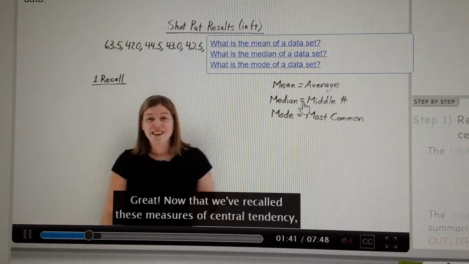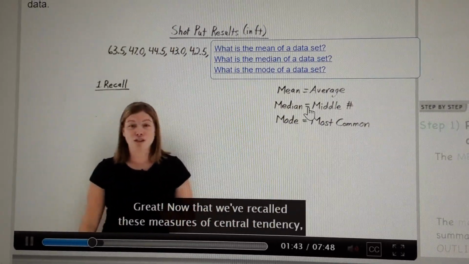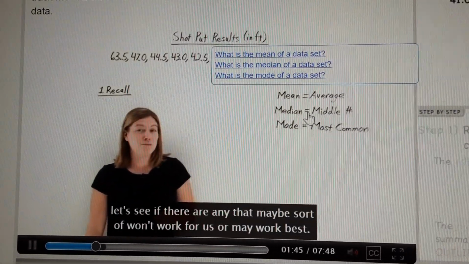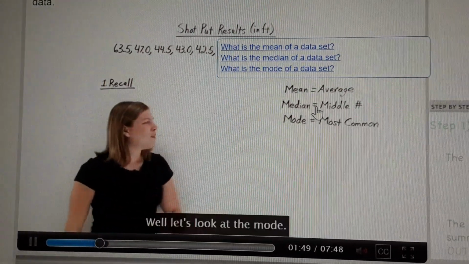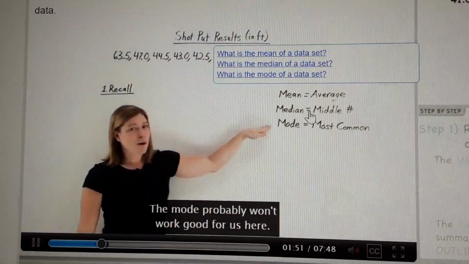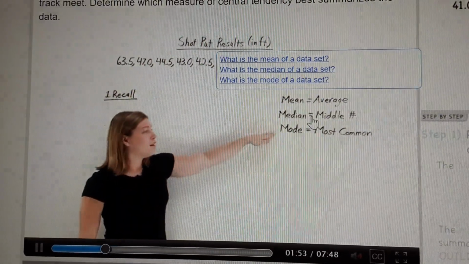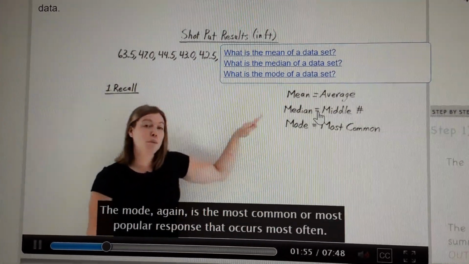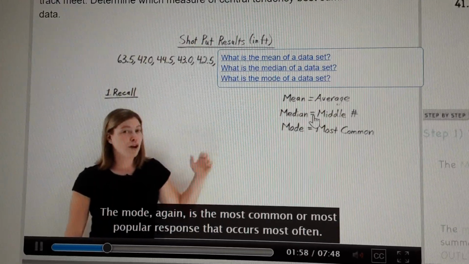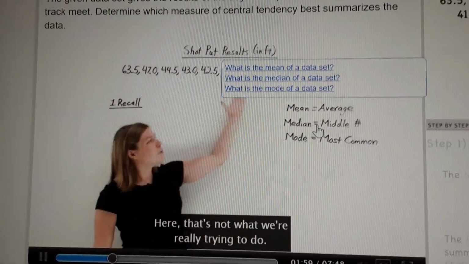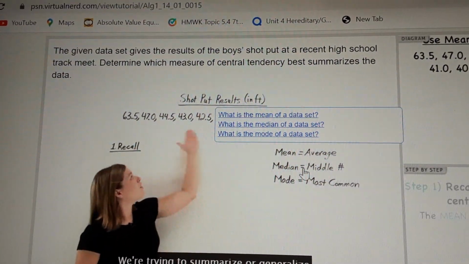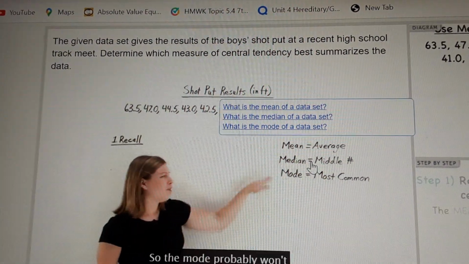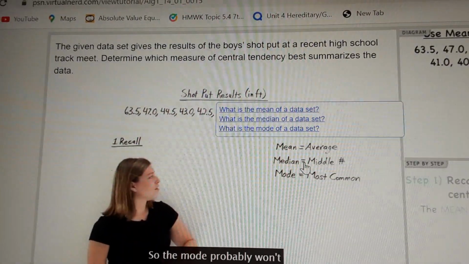Great. Now that we've recalled these measures of central tendency, let's see if there are any that maybe won't work for us or may work best. Well, let's look at the mode. The mode probably won't work well for us here. The mode again is that most common or most popular response. It occurs most often. Here, that's not what we're really trying to do. We're trying to summarize or generalize what's going on with these results. So the mode probably won't be a good choice for us.